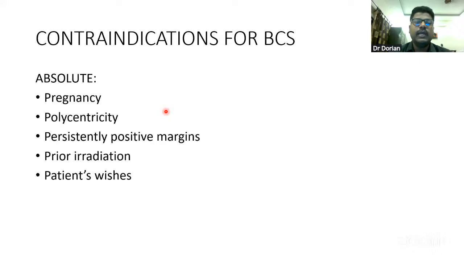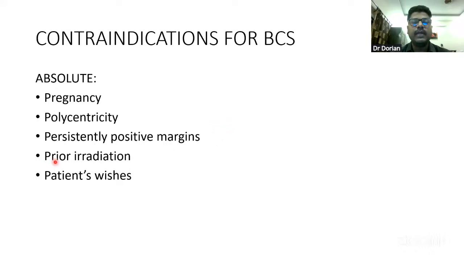In order to know the correct answer for the question, we must know what are all the contraindications for breast conservation surgery. The absolute contraindications, I used to remember with the letter P: pregnancy, polycentricity, which means multicentricity, persistently positive margins. Persistently positive margins means even after repeated attempts, the margins after BCS are coming as positive. When such a condition occurs, you cannot do BCS indefinitely. You cannot go on excising the margins. You have to go to mastectomy at some point. So what is that some point? 3 times persistently positive margins is an indication for mastectomy.